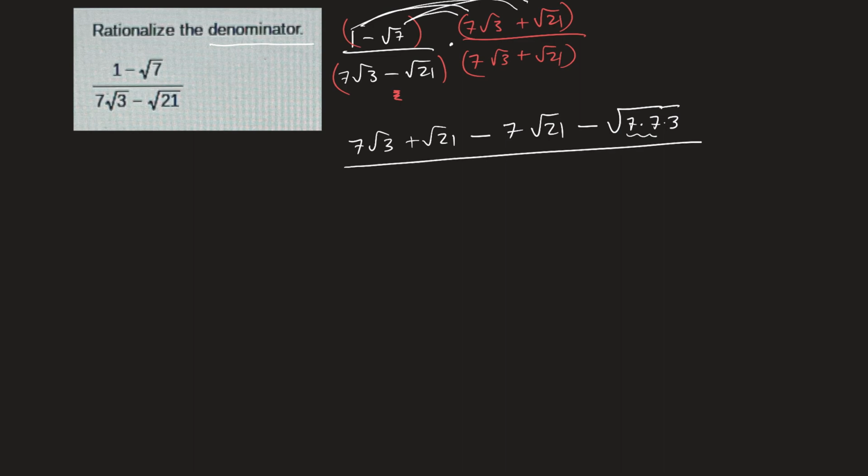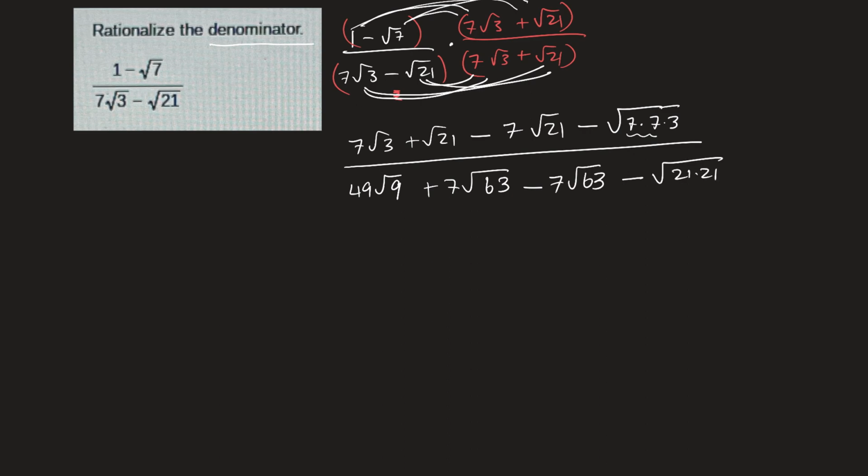Okay, over on the bottom, 7 root 3 times 7 root 3, 49 root 9. 7 root 3 times root 21 will be a positive 7 root 3 times 21. I could do the same as the other one, but I know that they'll cancel, so I think I'll just write 63, because 3 times 21 is 63. And then this times this would be a negative 7 root 63. And then lastly, root 21 times root 21, so it's a negative root of 21 times 21.